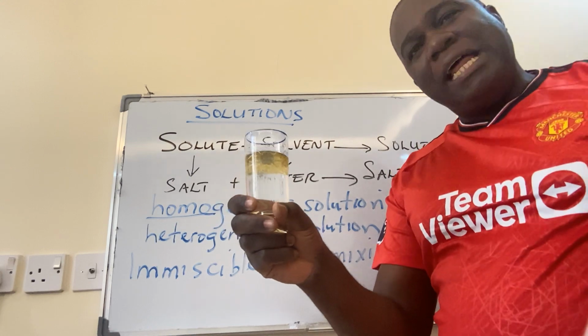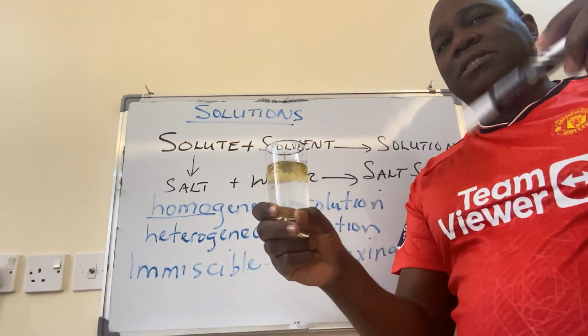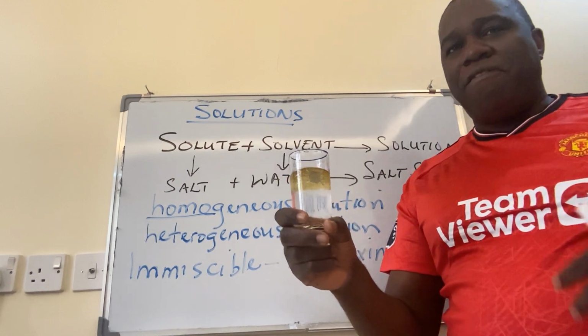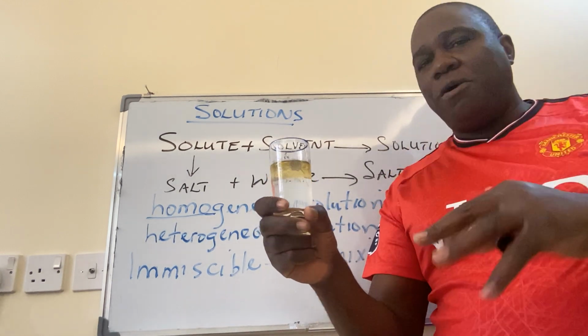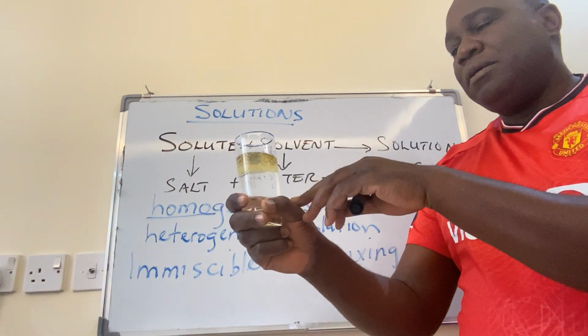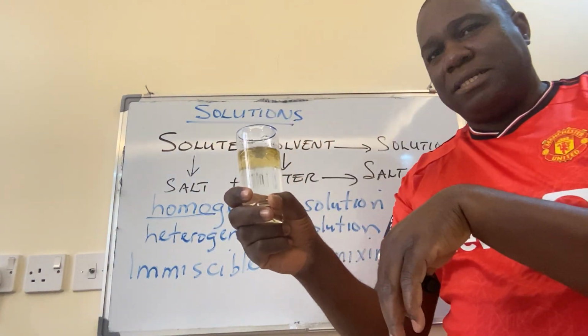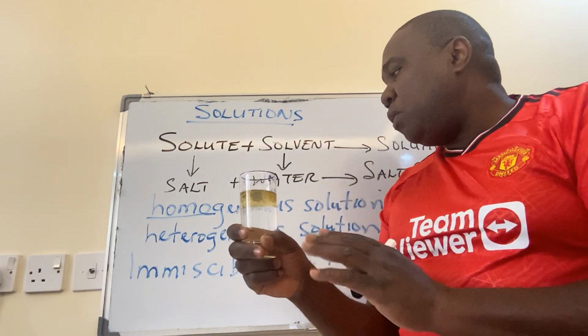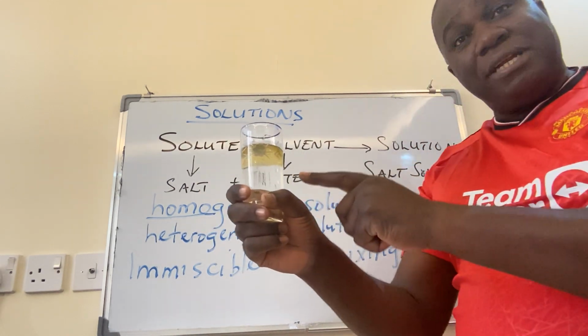So a polar solvent will also dissolve a polar solid. Polar will dissolve polar. Non-polar will dissolve non-polar. So if we put a polar substance and a non-polar substance in the same container, they'll never mix. The rule is like dissolves like.